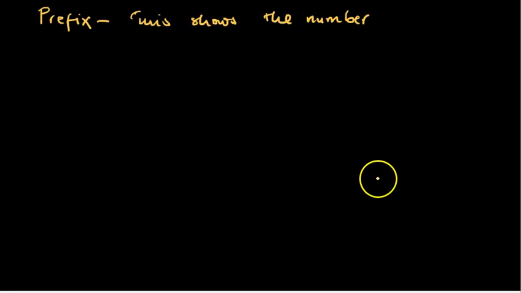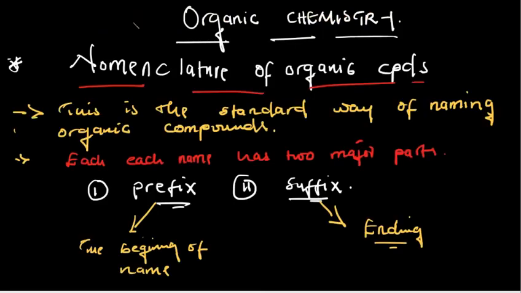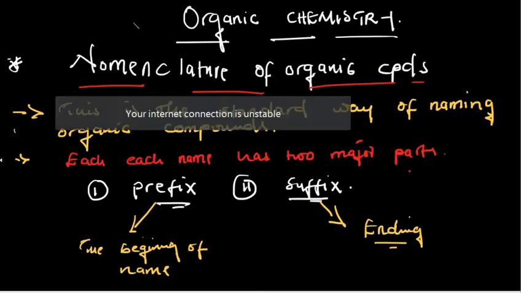Alright, let me briefly take you back. I don't want you to be lost. So what we have here is the standard way of naming organic compounds. Each name has two parts. We have the prefix part, which shows the beginning of the name, and then we also have the suffix, which tells you the ending of the name.